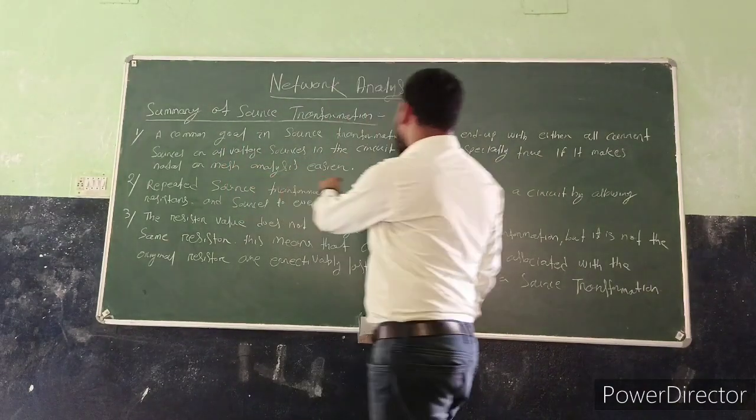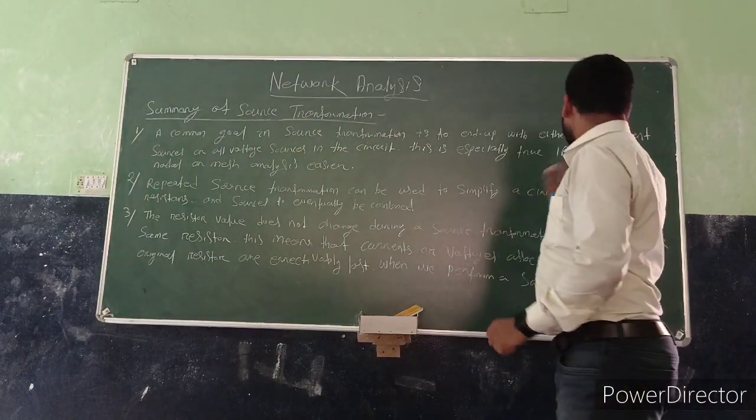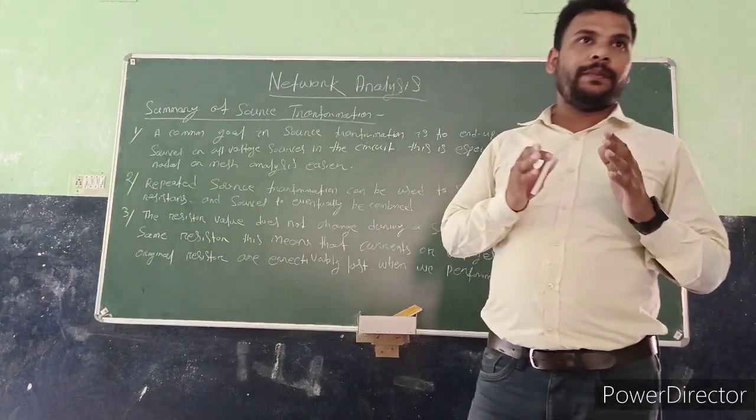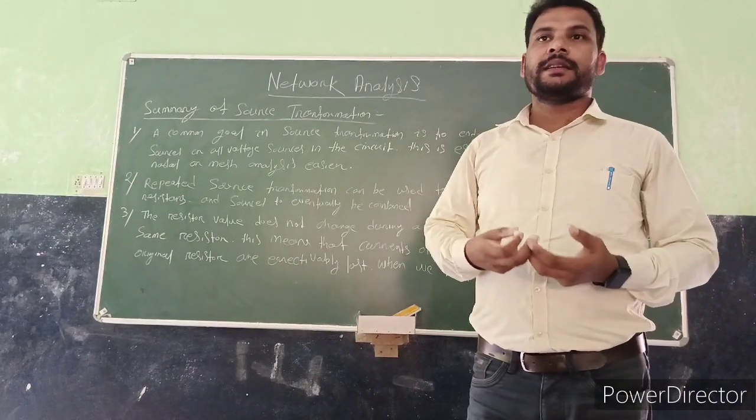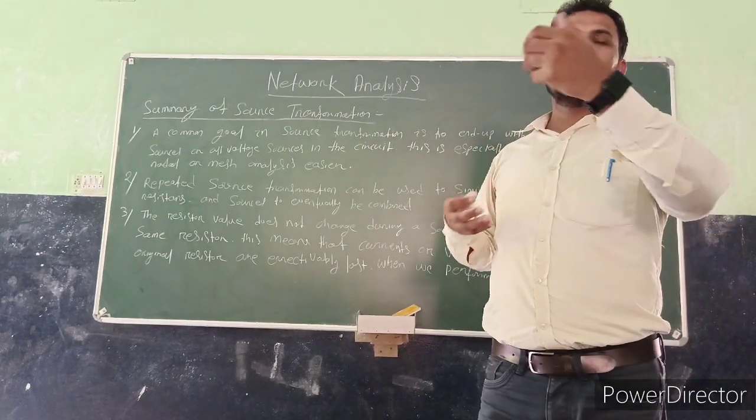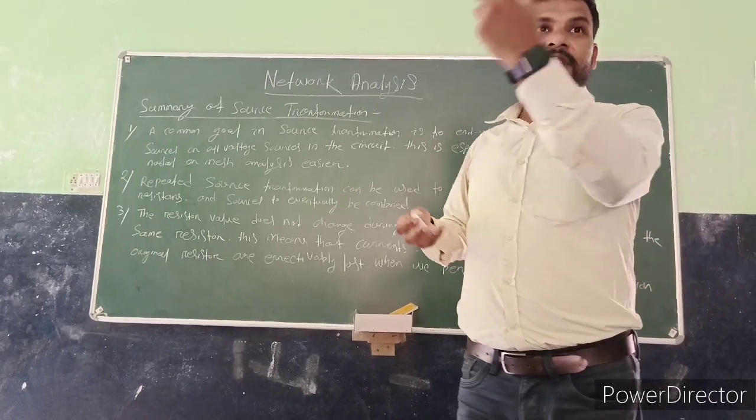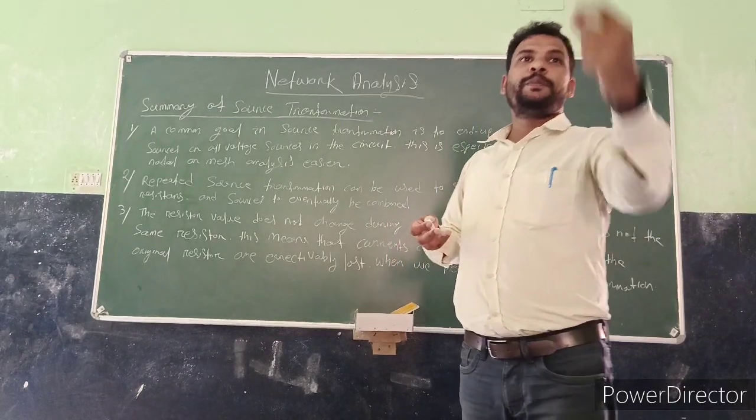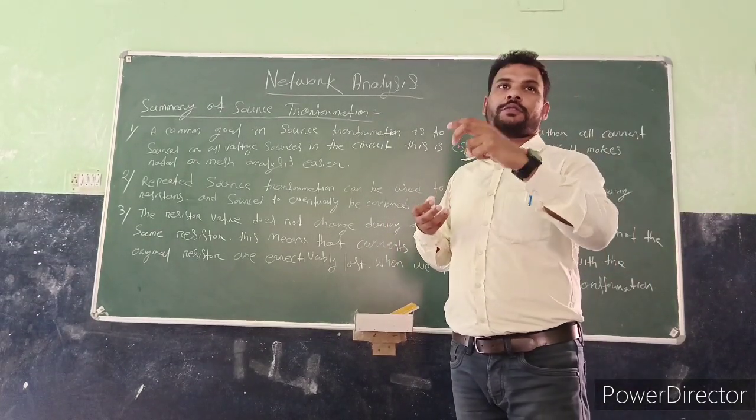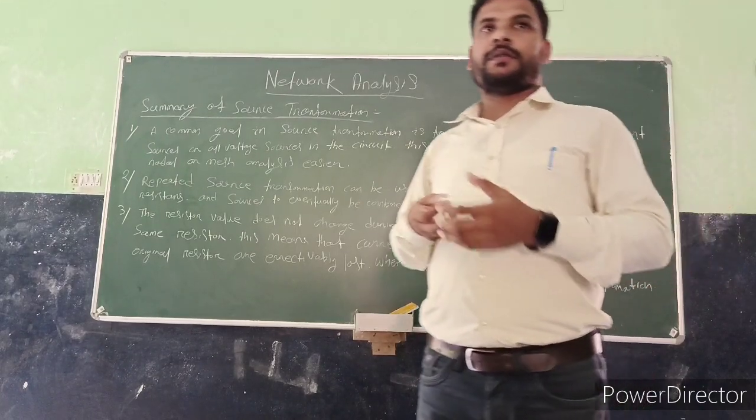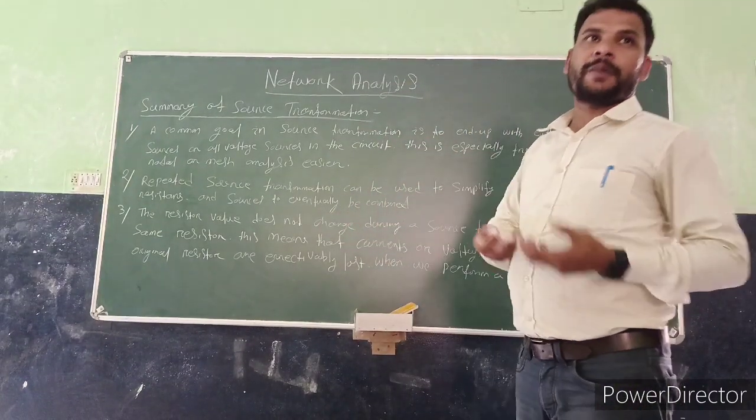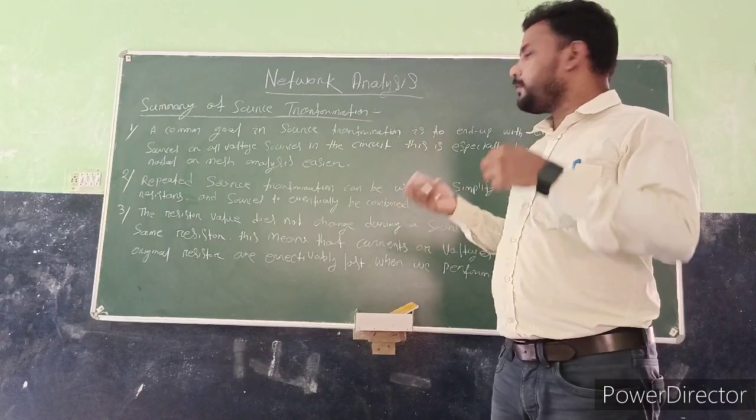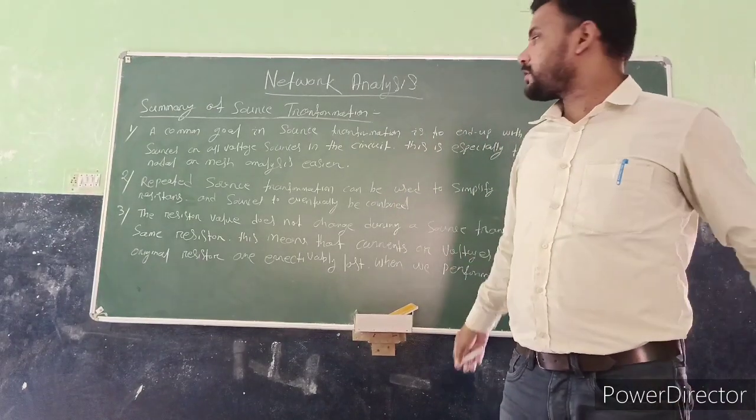Second, repeated source transformation can be used to simplify a circuit by allowing resistors and sources to eventually combine. If a circuit contains some resistors and some voltage or current sources in a special manner, we have to apply source transformation repeatedly. If we apply a current source to voltage source transformation, then after this we may need to apply a voltage source to current source transformation to solve our circuit easily.